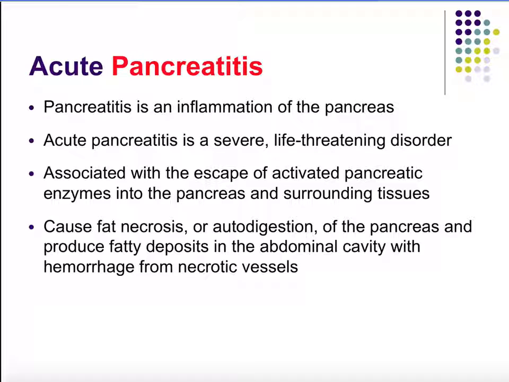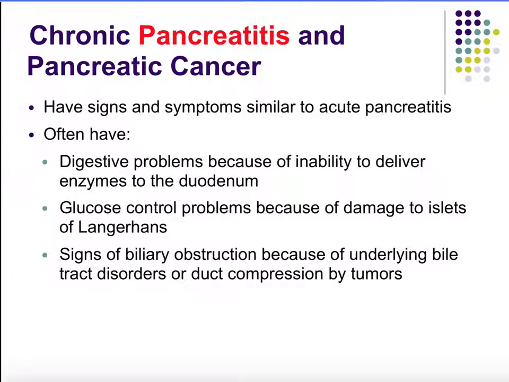So let's talk about inflammation of the pancreas. We can have acute or chronic pancreatitis. Acute pancreatitis is a severe, life-threatening disorder, and it's associated with escape of those activated pancreatic enzymes into the pancreas as well as the surrounding tissue, causing damage. So we'll start to see fat necrosis, autodigestion. You're basically eating up your pancreas. Not a good thing. We can also have chronic pancreatitis, and then we're also going to look at pancreatic cancer.